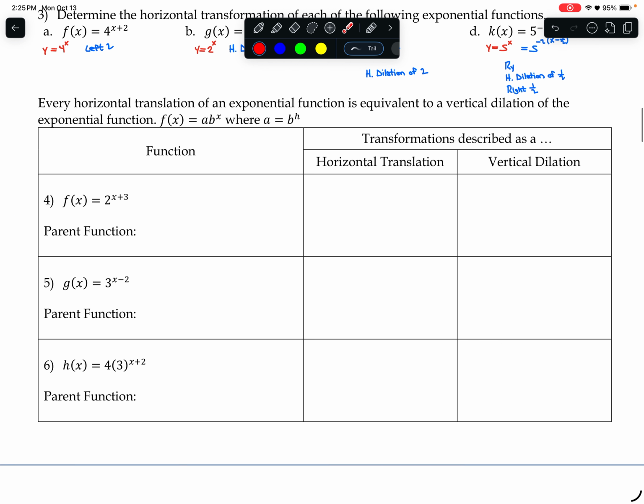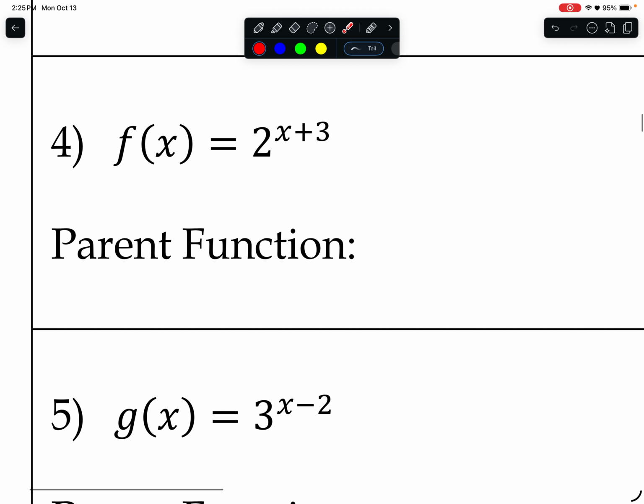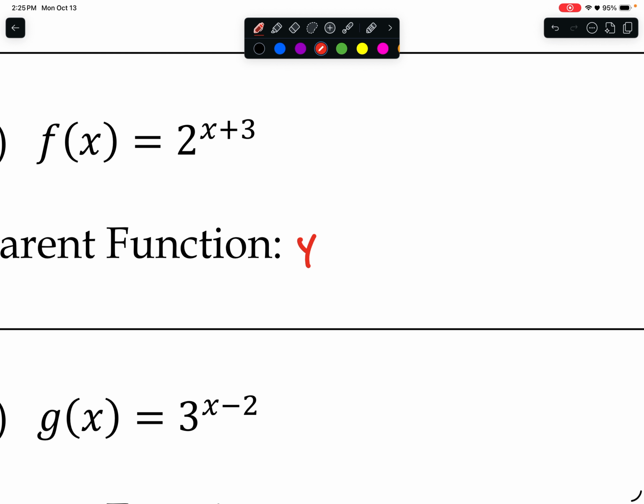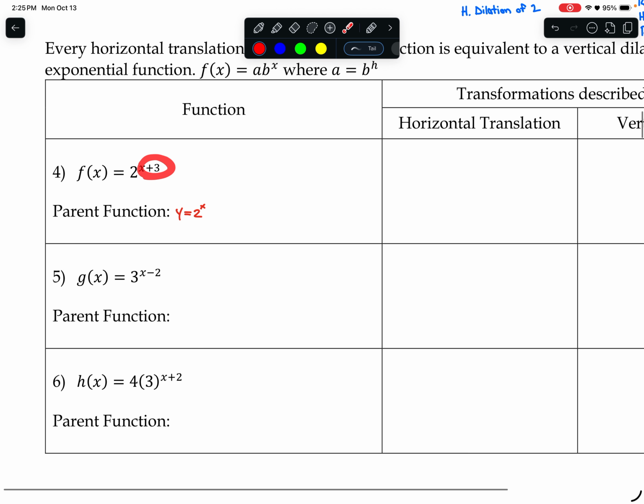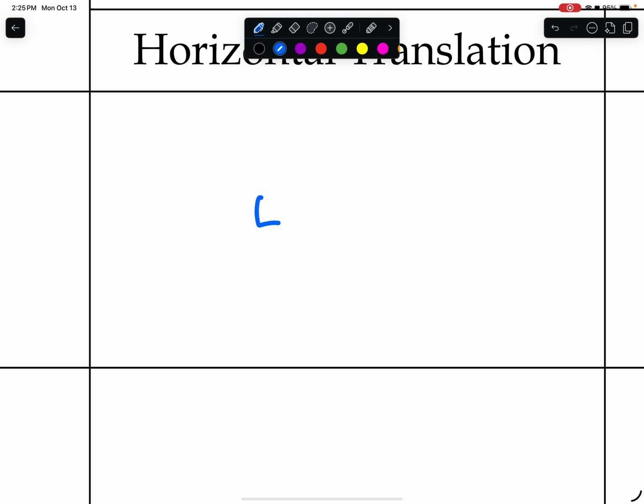So next, now what we're going to do is I want to rewrite any horizontal translations as vertical dilations. So with exponential functions, your transformations could actually be written a couple different ways. So starting off on number 4 here, once again, we're looking for what's the parent function. So in this case, we're going to have just y equals 2 raised to the x. So my horizontal translation in this case would be a left 3. So horizontal translation over here in this box, I'm just going to say left 3.